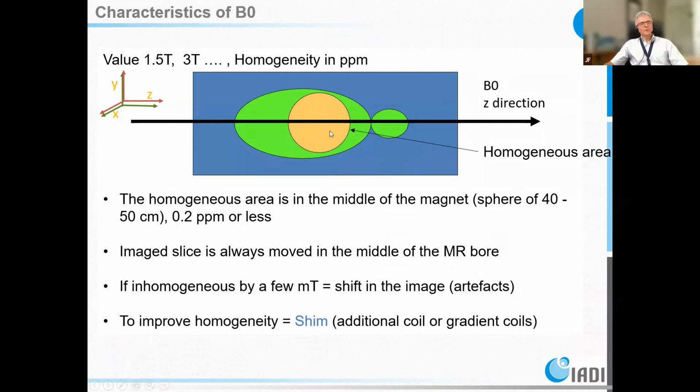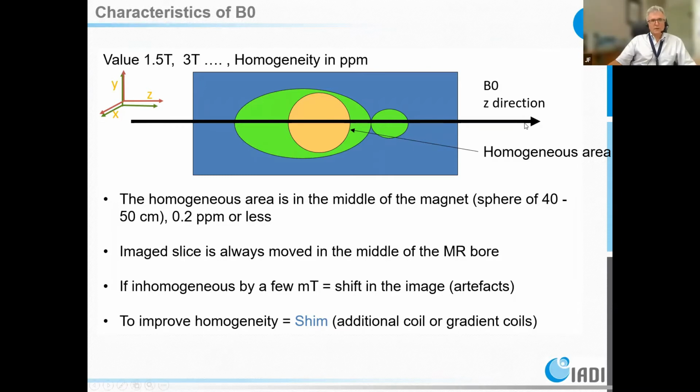But what you have to know also for B0 is that it's not possible to have a homogeneous magnetic field everywhere. So today, generally on a clinical system, you have the homogeneous magnetic field only in 40 to 50 centimeter. And there you have less than 2.2 ppm. This means that only here you can do MRI. If it's not the case, you can do what I call shimming. You can try to move this sphere a bit to the place where you want to do imaging, but you have to think that it's only in a small volume that you can do imaging.